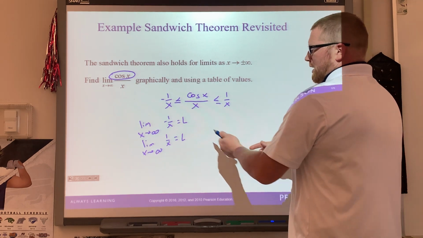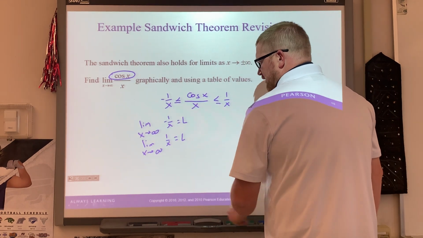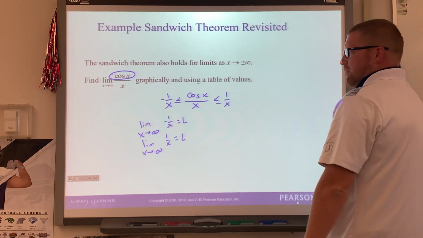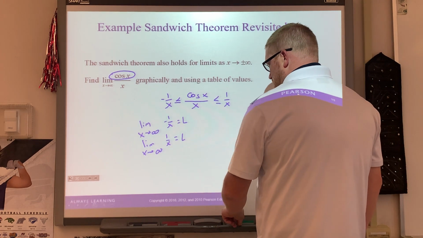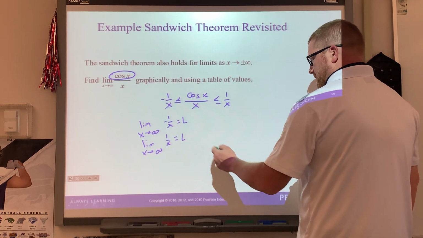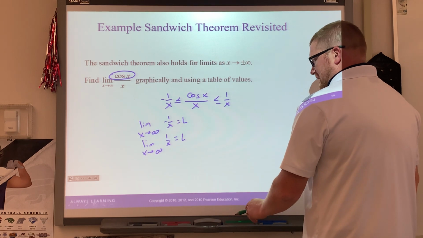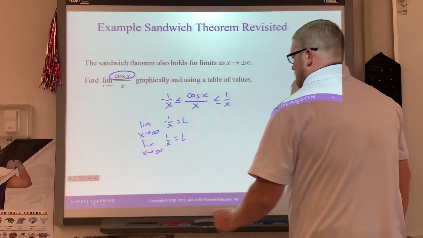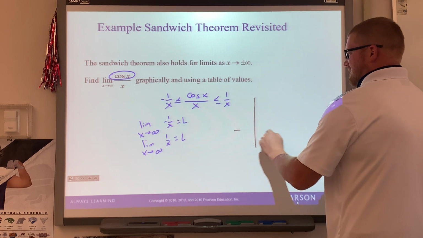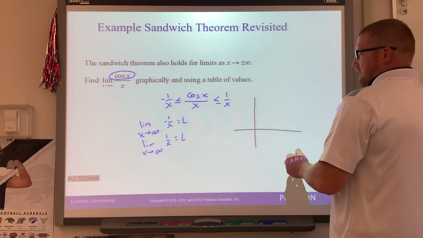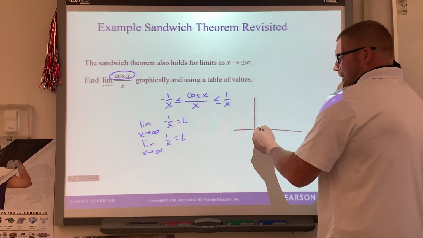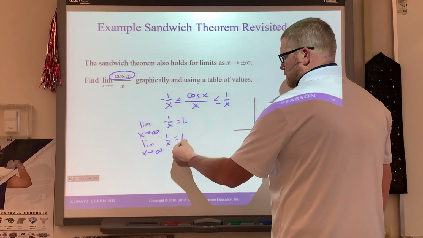Okay, and so, well, think about your 1 over x function. Well, we've got 2 functions, 1 over x and then negative 1 over x, but since we're dealing with x approaching positive infinity, if x is 1, so I'm going to look first at this one on the bottom.